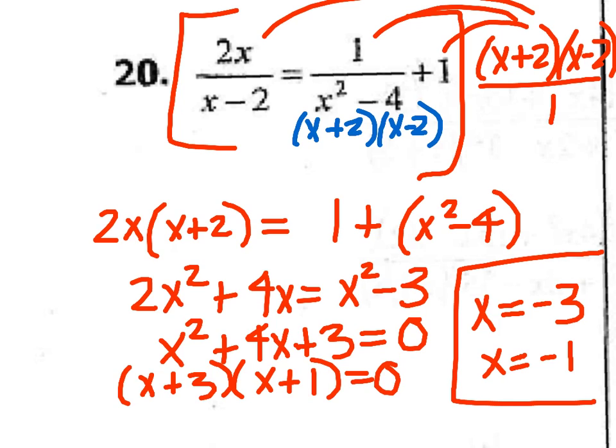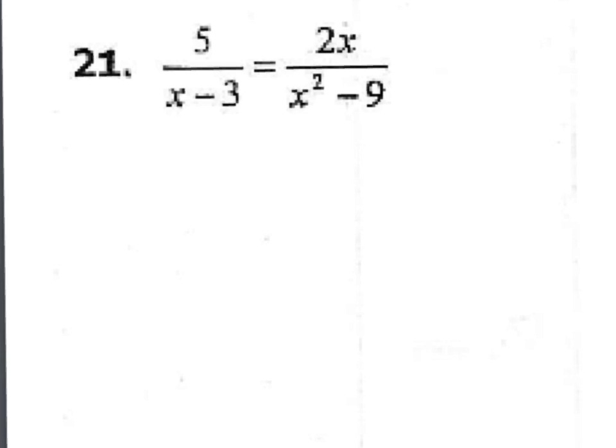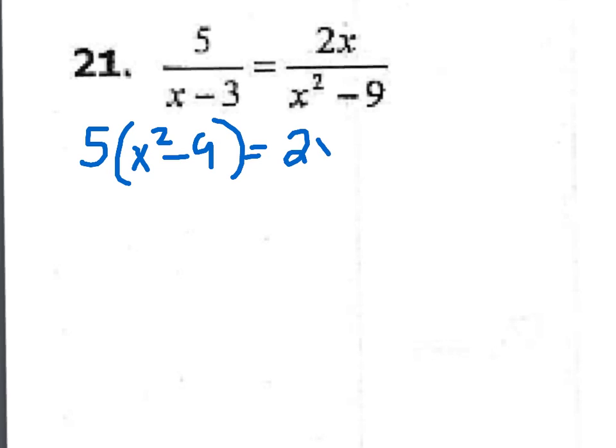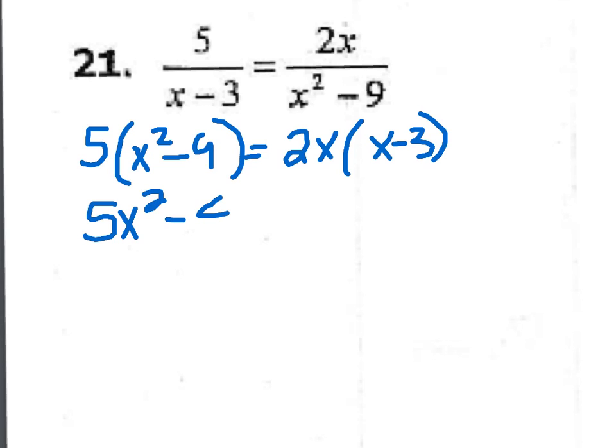21, we had two options. I can cross multiply if I want, or I can find an LCD. It does not matter. I'll go ahead and cross multiply on this one just to show us what I'm talking about. So I'm doing 5 times x squared minus 9, 2x times x minus 3. So I have 5x squared minus 45 equals 2x squared minus 6x.